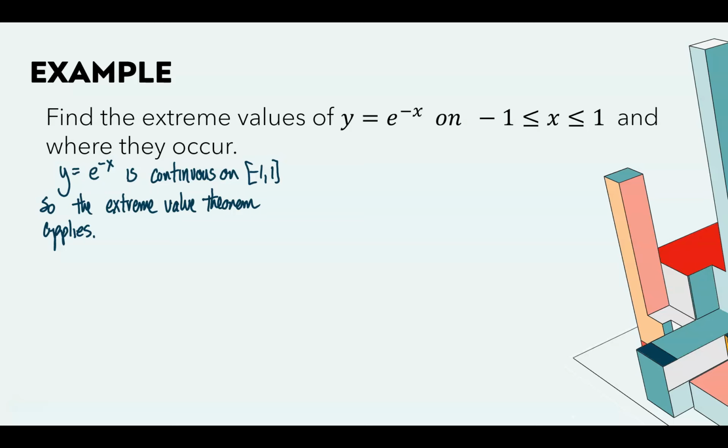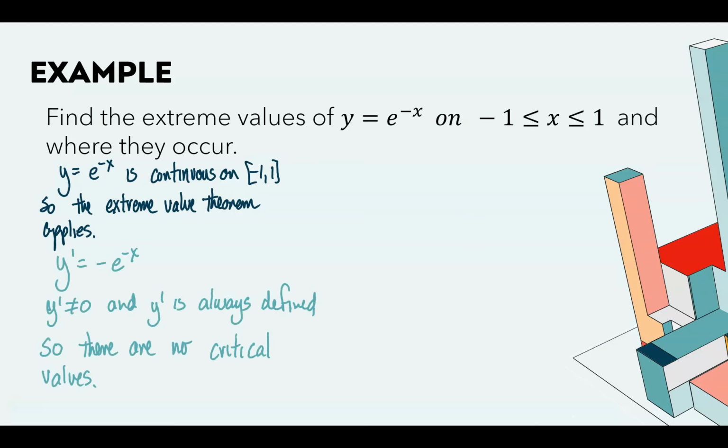But e to the negative x is continuous everywhere, especially on negative 1 to 1, so the extreme value theorem applies, or a maximum and minimum are guaranteed. Y prime is negative e to the negative x, and we already kind of knew this was coming. So if you know what e to the negative x looks like, you know what negative e to the negative x looks like, and that's never going to be equal to 0 and is defined everywhere.